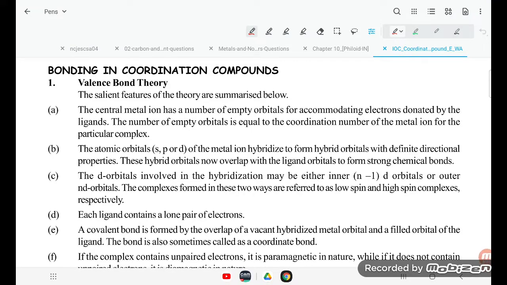Hello students, let's try to understand the bonding in coordination compounds. Bonding in coordination compounds is also called the valence bond theory, students, right? So how can we understand the salient features of the valence bond theory, students?